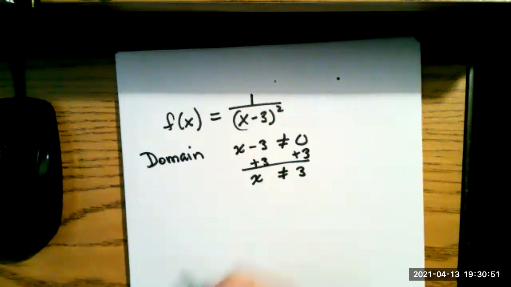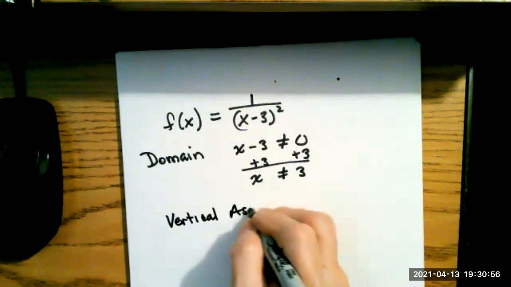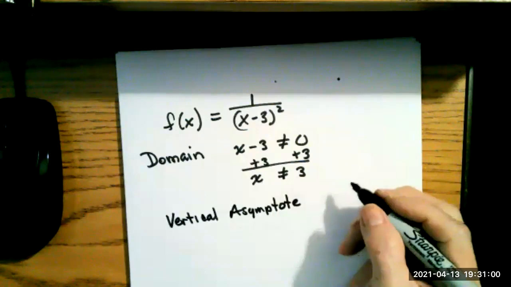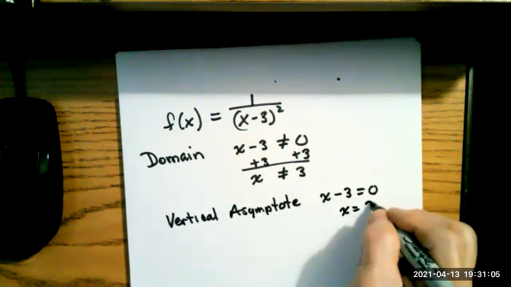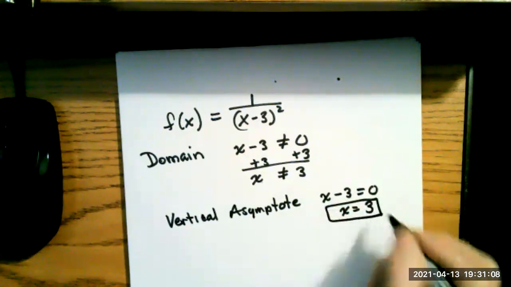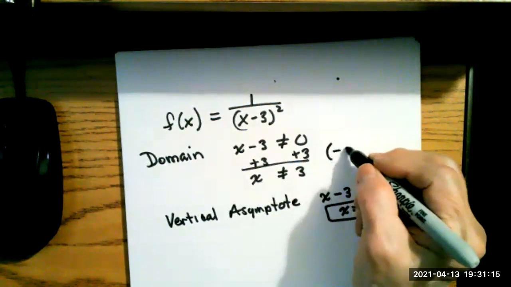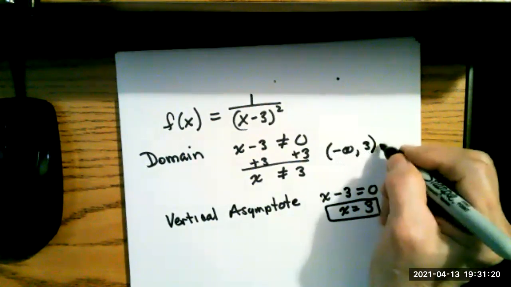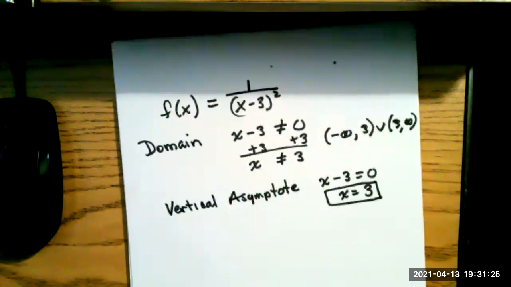All right, now let's do the vertical asymptote. To do your vertical asymptote, you set the bottom equal to 0. X equals 3 is your vertical asymptote, and that's the place it's undefined, so that makes sense. Let's do the domain in interval notation: -infinity up to 3, union 3 to positive infinity, because they usually ask you for it in interval notation.